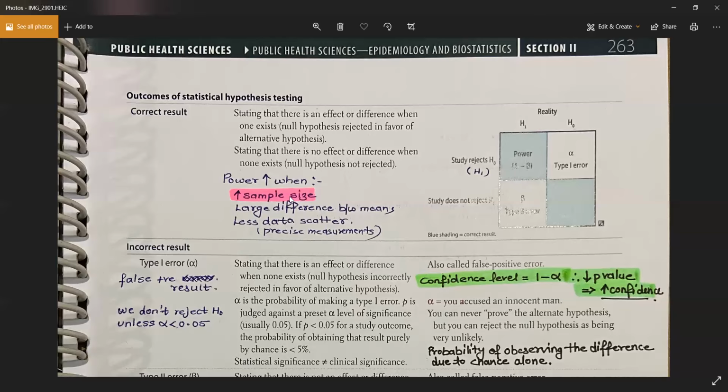Okay, then less data scattering, which means a precise measurement. If the measurement is precise, if the scattering of the data is very small, then you can get a very high power. For both of these things, the larger difference and the less scattering, you cannot do anything for that. Okay, it is dependent on your test completely. But the only thing that you can change in your study is the sample size. Okay, so the only way to increase the power of your study by yourself is to increase the sample size. Most important thing.